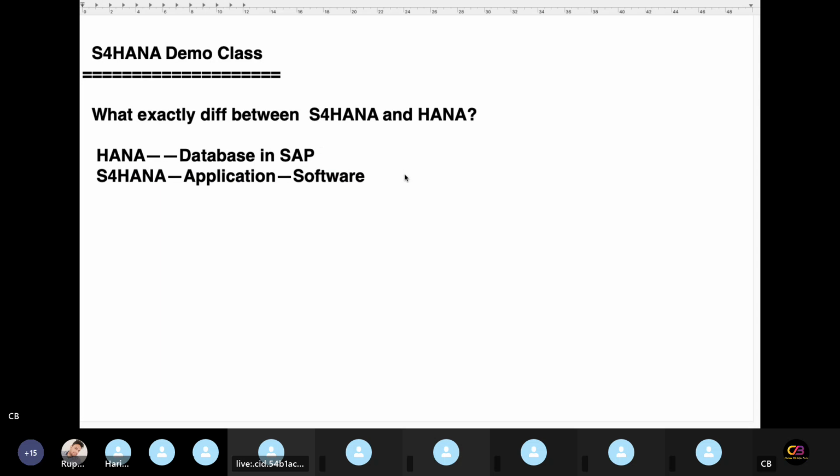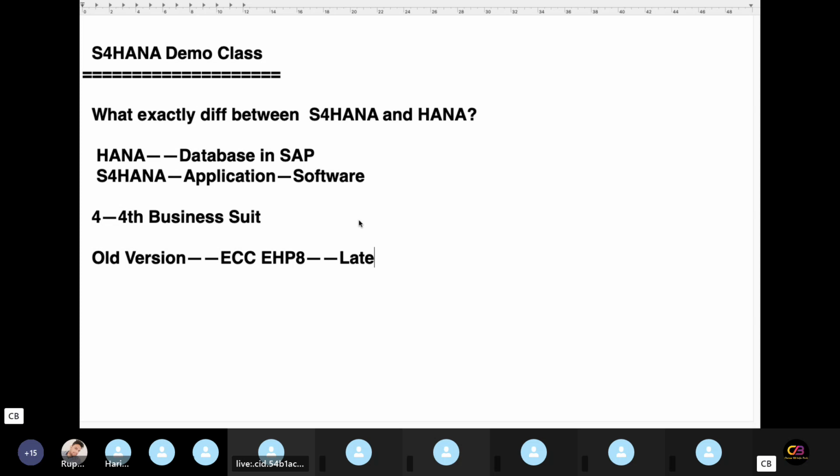The 4 means fourth generation of the business suite. Earlier we had the old version, ECC. S4HANA is the upgraded version of ECC. ECC EHP 6, EHP 7, and EHP 8 is the latest version in ERP. This is the old one. Now S4HANA 2021 is the latest version.